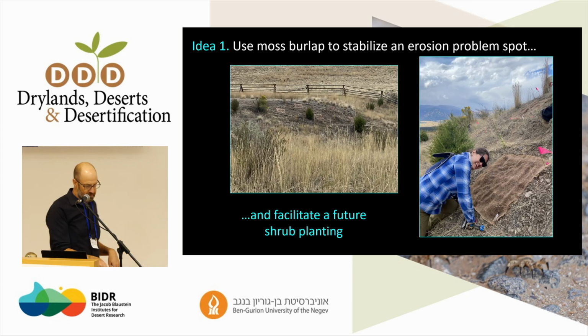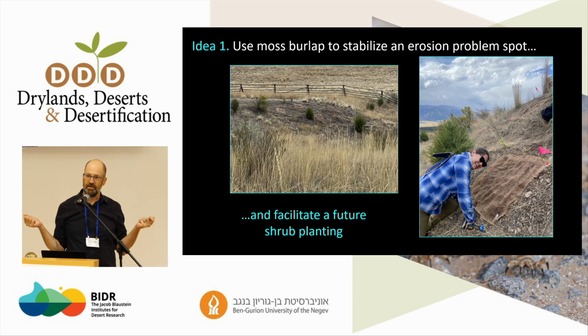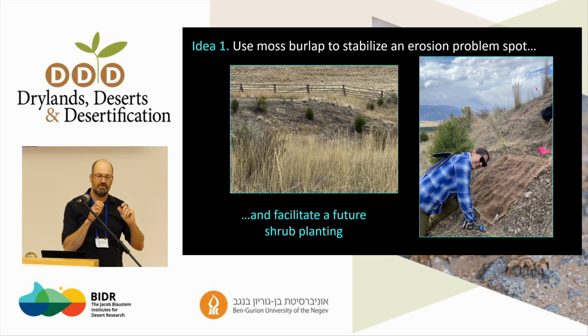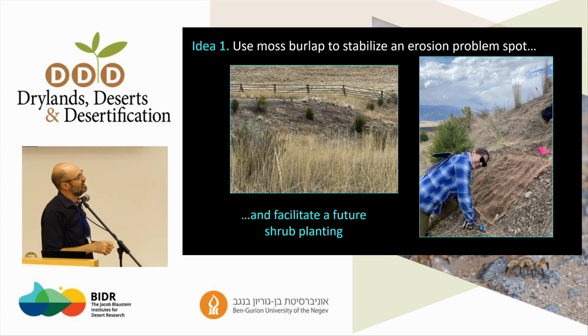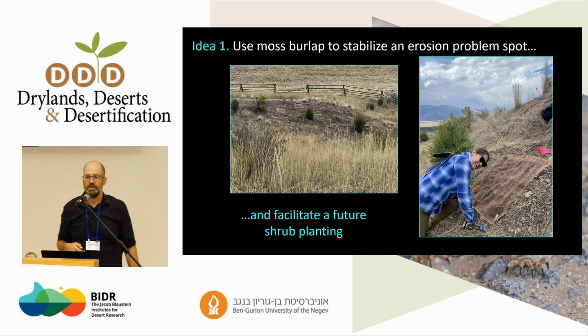So, we're not crazy people. We know that you can't cover a landscape in cloth. So how would we use this? We need to use it in small areas strategically to have a bigger effect, right? So some of our ideas, based on where we're doing our work, are using the moss burlap to stabilize erosion problem sites. And there are a lot of these south-facing slopes in that study site where either nothing grows or only exotic weeds grow.